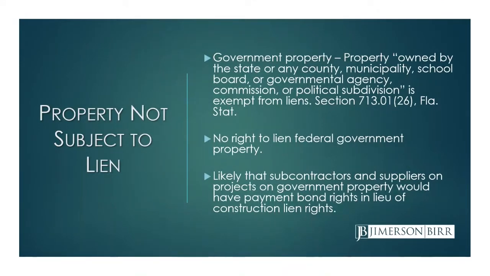There are certain types of property that are not subject to construction liens. The most common one you're going to see is government property, and that applies to state or federal government property. The lien law defines in section 713.0126 that any property owned by the state or any county, municipality, which means the city, any school board, or any governmental agency, commission, or political subdivision is going to be exempt from lien. So basically any state, local, or public work is going to be exempt from a lien.